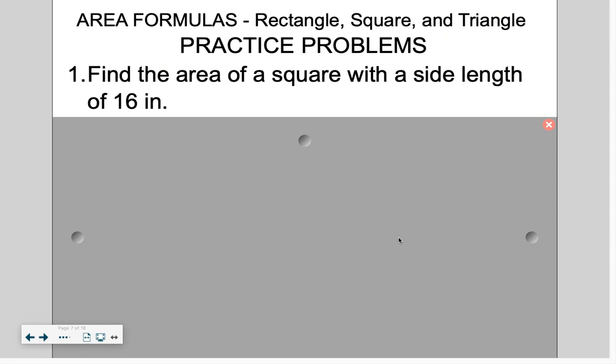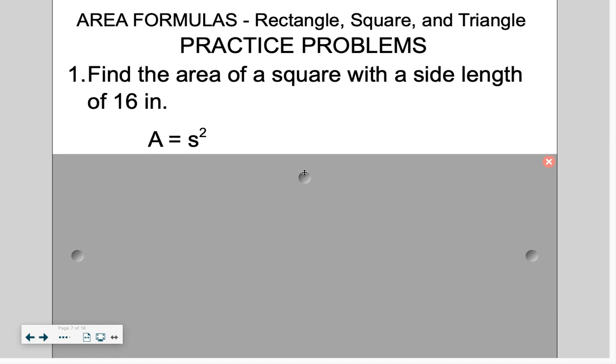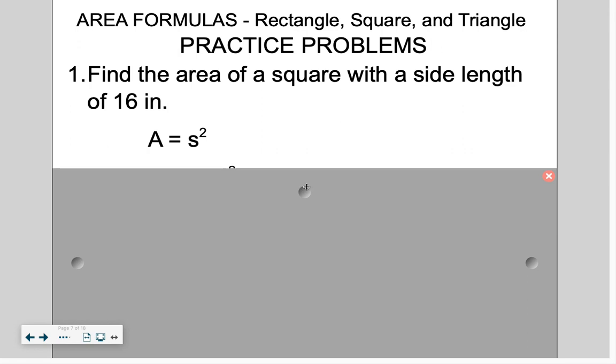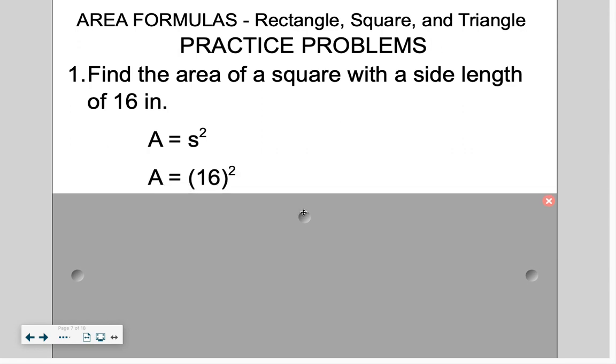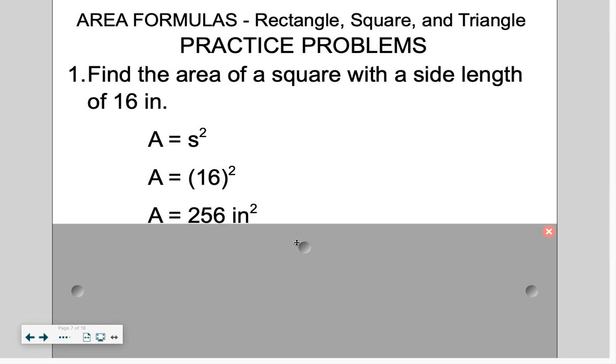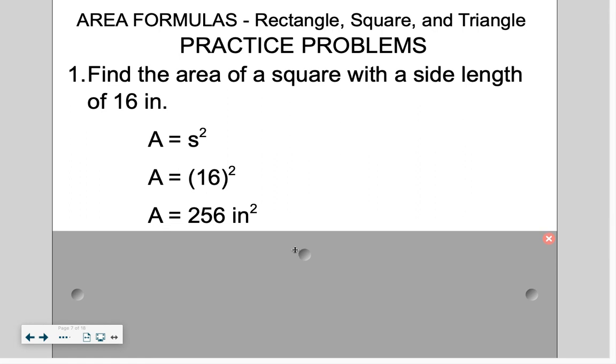So our first one reads, find the area of a square with a side length of 16 inches. So first thing would be to use the proper formula. For a square, the formula was area equals side squared. And then we were given the side of 16, so we're going to put that in for our S value. And as far as 16 squared, again, that means 16 times 16, not 16 doubled. Right? So 16 times itself gets you 256. And when it comes to area, the unit is always a square unit. So the side was inches, so the area is going to be inches squared, or square inches.